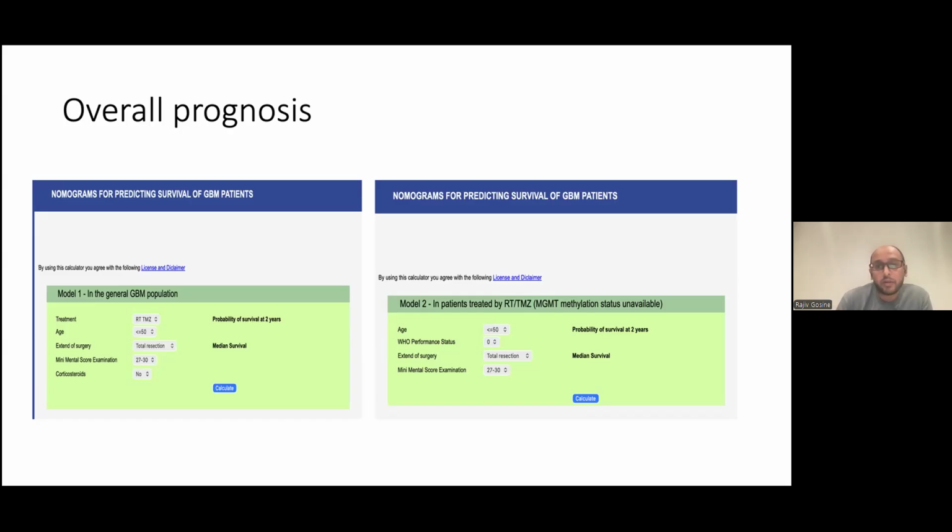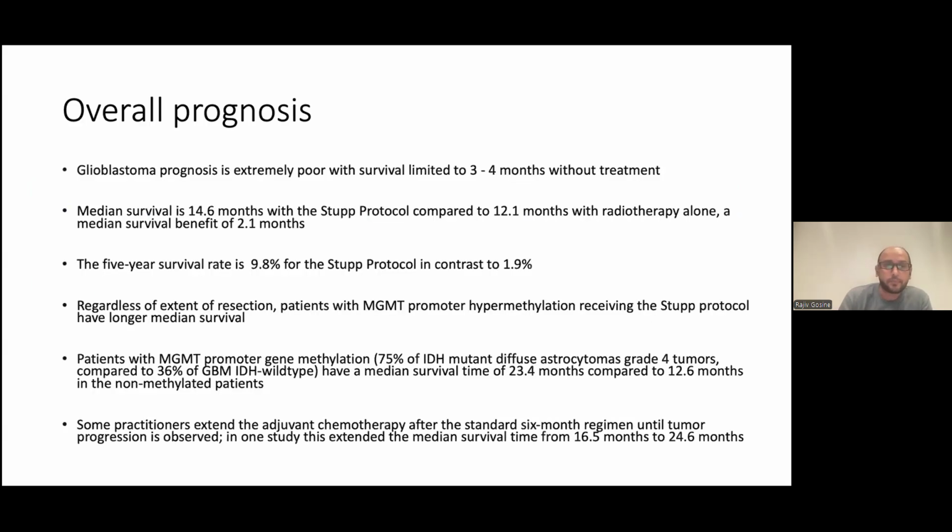The nomogram on the right is the model basically for patients who already completed the initial stage of radiotherapy and TMZ, but the MGMT status is unavailable or unknown. And it includes age, the performance status, extent of surgery, and the mini-mental score. And again, it will give a probability of survival at 2 years.